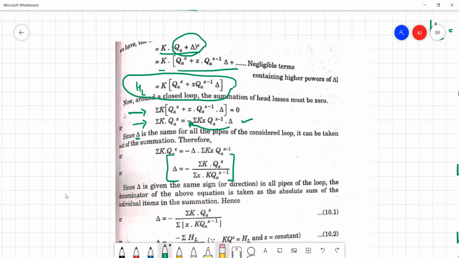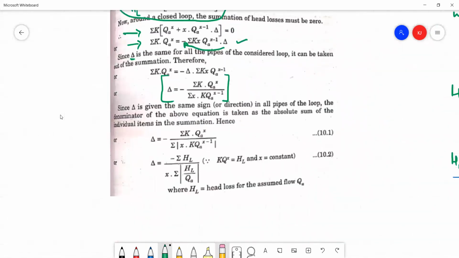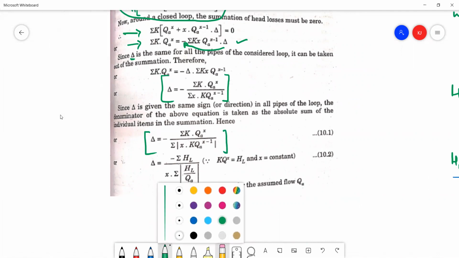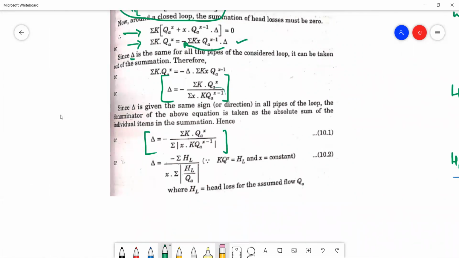Further adding one or two steps more, delta can be written as this. Basically we have taken the absolute of this value, this value. Okay, and finally we have this expression with us. So the reason for taking the absolute is given over here.